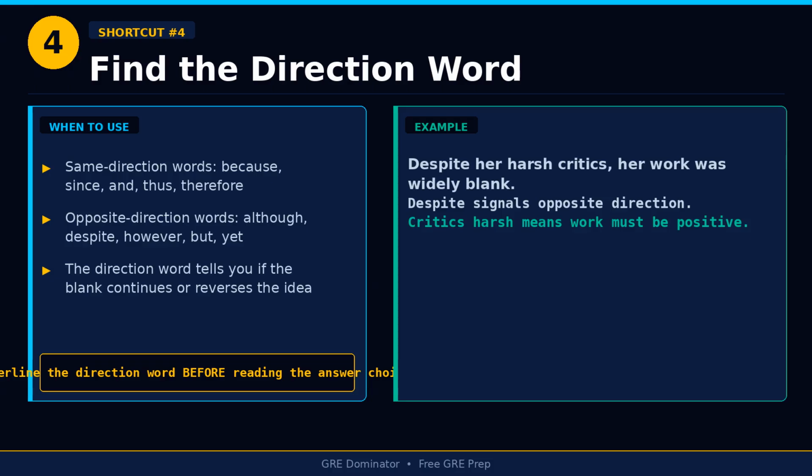Step 1. Find the direction word. Every text completion sentence has a hinge, a word that tells you whether the blank continues the same idea or reverses it. Same direction words: because, since, therefore, and so. Opposite direction words: although, despite, however, but. Underline that word before you do anything else. In the example, "despite her harsh critics, her work was widely blank." Despite signals a reversal. Critics were harsh, so the blank must be positive.